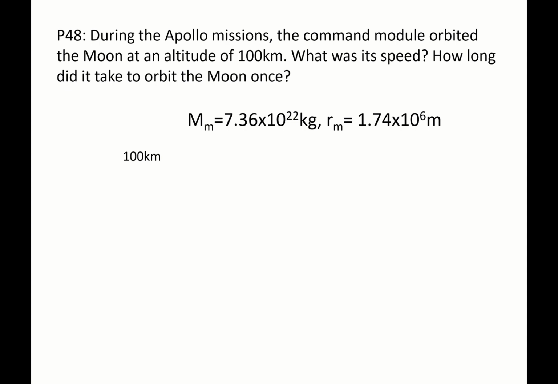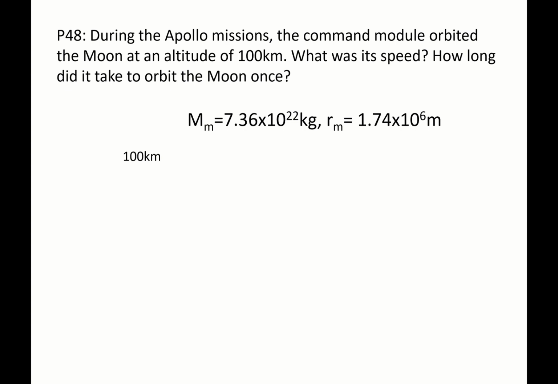During the moon missions, the command module, which stayed in orbit around the moon, was in orbit at an altitude of 100 kilometers. And we want to know how fast it must have been going to stay in orbit at that height, and how long it took to orbit the moon once. To be able to solve this problem, we need to know the mass of the moon and the radius of the moon. On a test, I would give you the mass and the radius of any planet that you needed to know. So the mass of the moon is very big. It's 7.36 times 10 to the 22 kilograms.